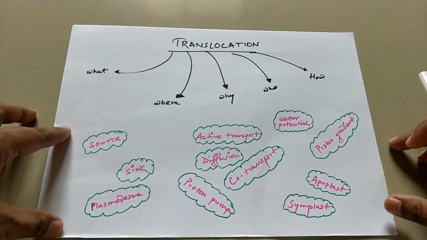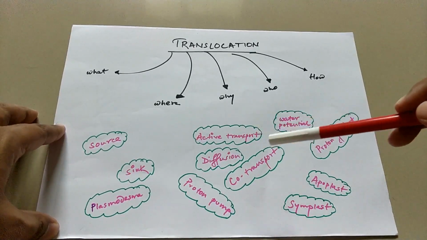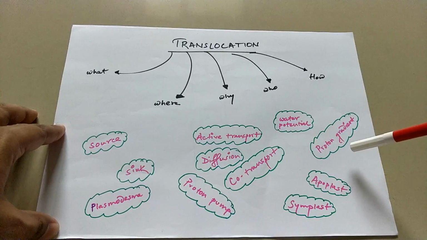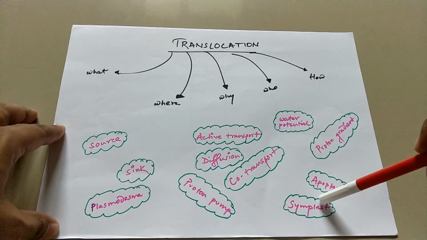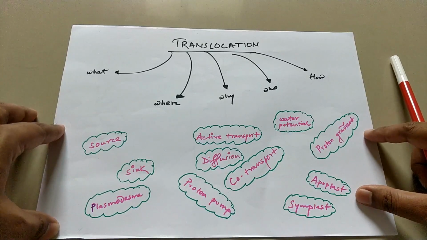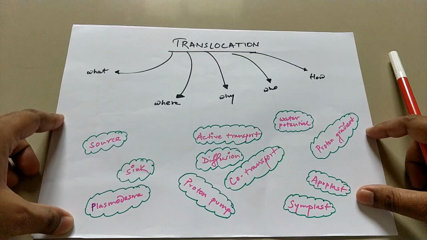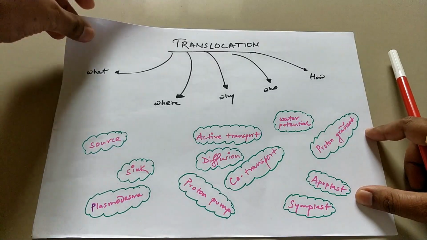So in due course of time, we will be talking about all those keywords. As you can see, I've written different types of keywords. So you talk about proton gradient, apoplast, symplast. All of these examples will be taken into consideration when we discuss translocation as a process in detail. Now let's begin with that.